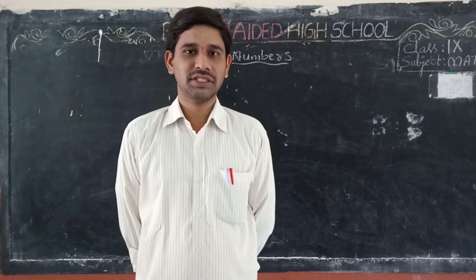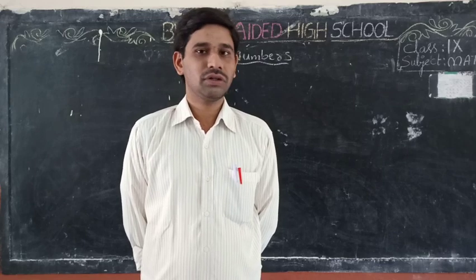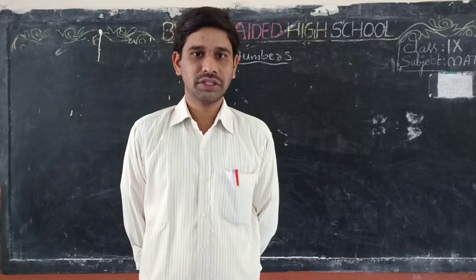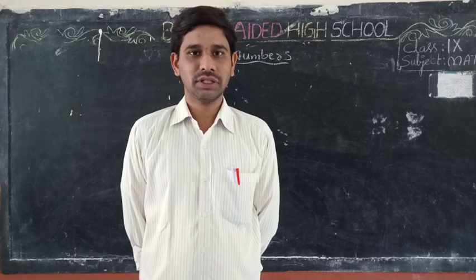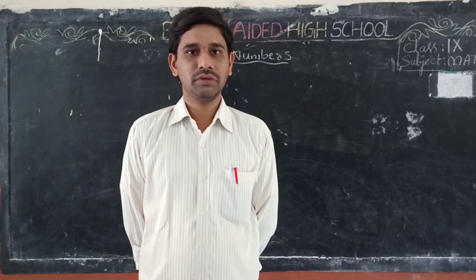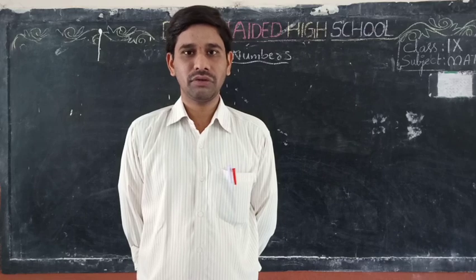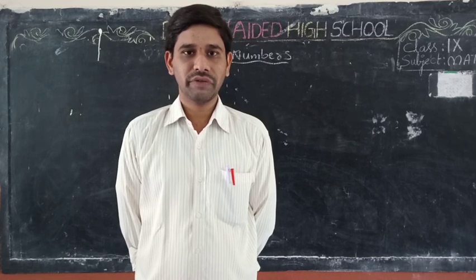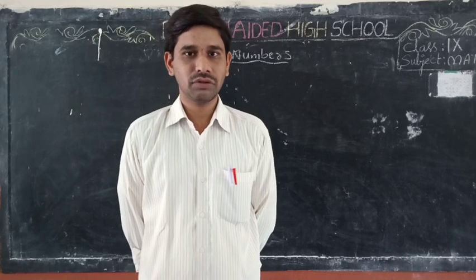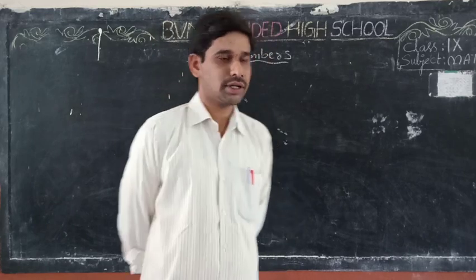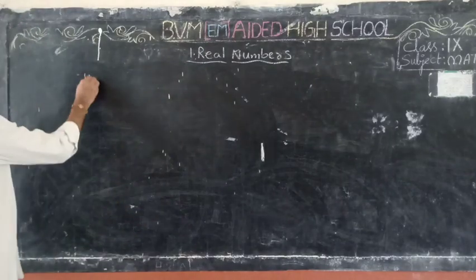We are discussing the first chapter, real numbers. In the real numbers we are discussing irrational numbers. We have completed the irrational numbers topic up to converting root 2, root 3, root 5, square roots of non-perfect square numbers into decimal form.